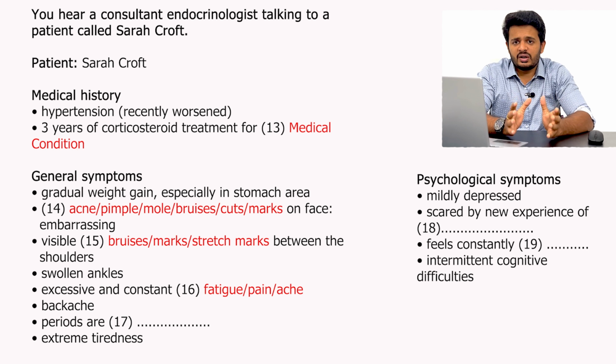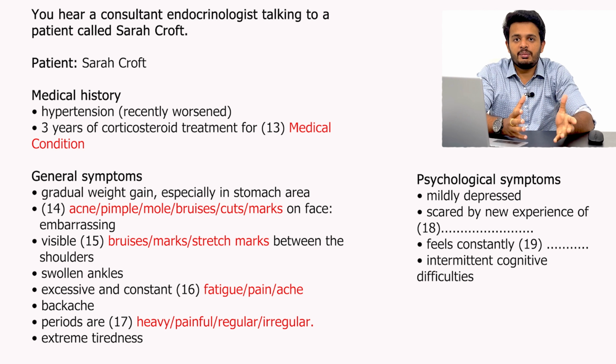Okay, now the next one, periods are dash. Here, whatever the answer for 17 is, it is describing the menstrual cycle, or menstruation, of the patient. So what are the possibilities? We say that periods are heavy. If the patient experiences heavy bleeding, heavy will come as the answer. Or periods are painful. Okay, painful can be the answer. There are also other possibilities like periods are regular, irregular, and so on. So the next one is extreme tiredness.